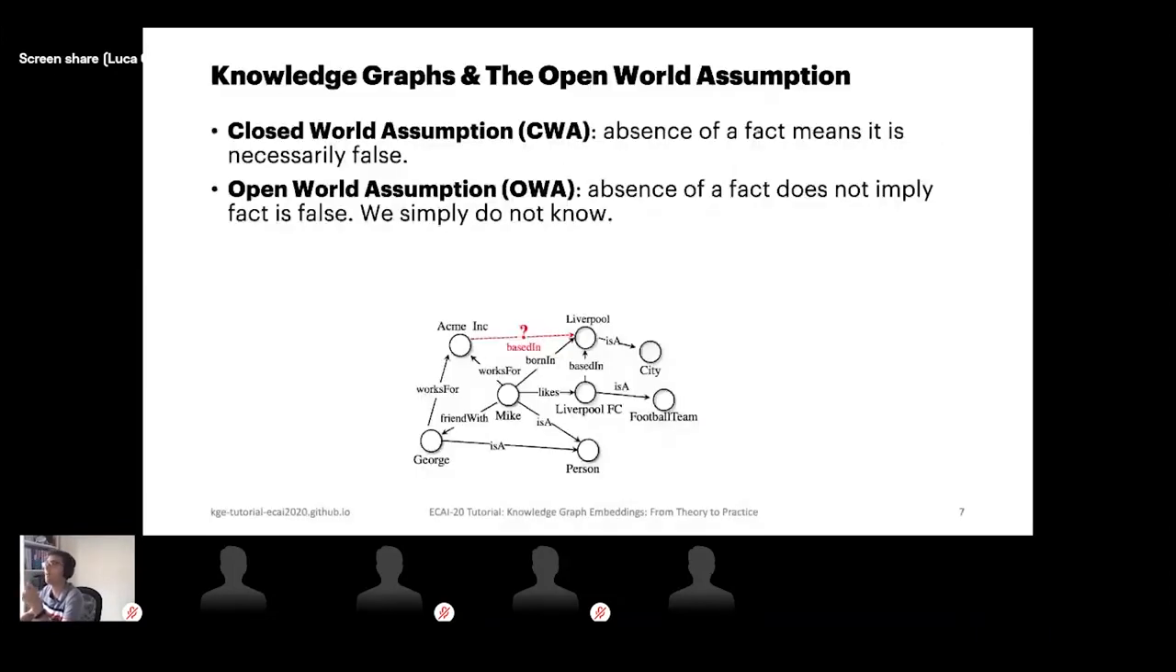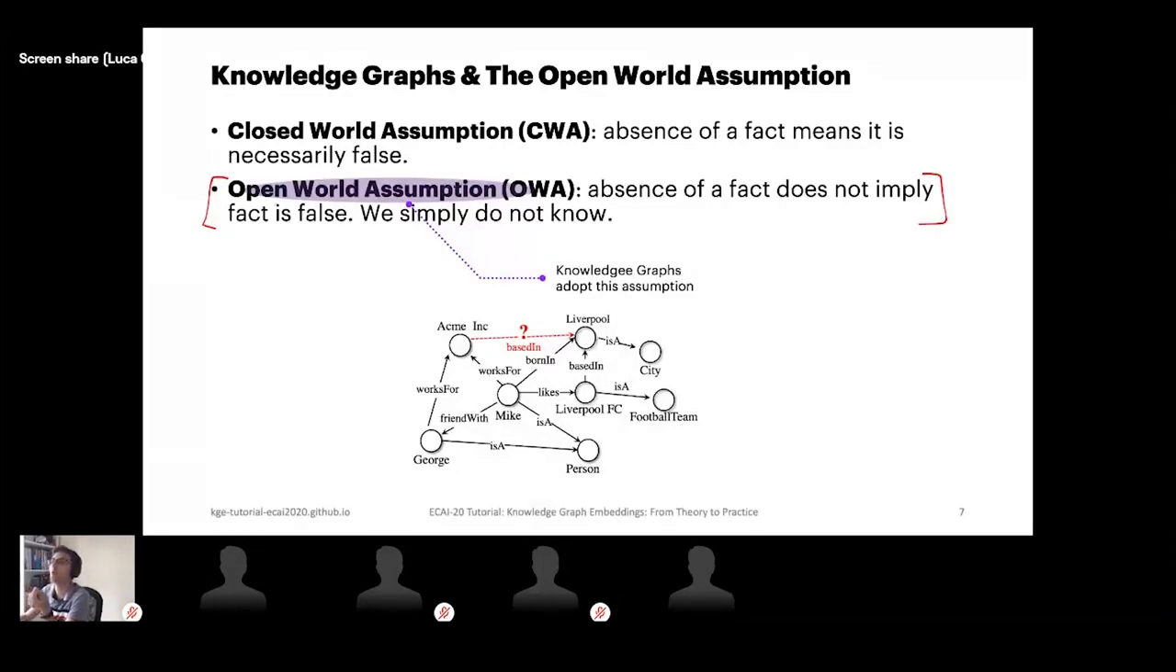And the problem is that these graphs are the result of automatic generation and crowdsourcing. So keep in mind, they may have missing edges, or they may not include all the facts. They may not be entirely comprehensive, right? And this is important. It's something to remember, because that means knowledge graphs operate under this regime, which is known as the open world assumption, right?